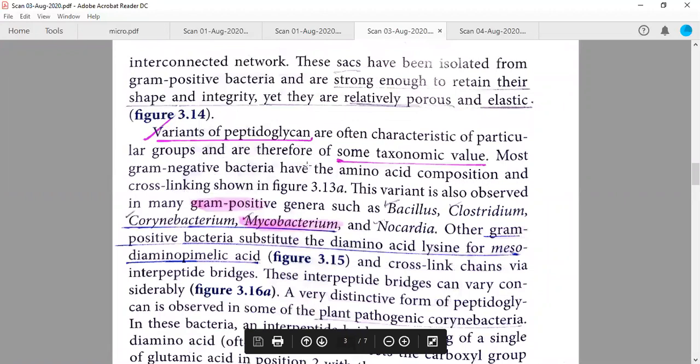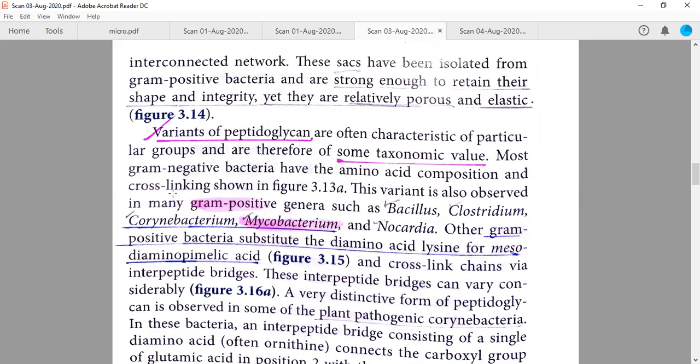There are variants of peptidoglycan that are often characteristic for a particular group, and therefore they have some taxonomic value. So they can be used to classify microorganisms or bacteria depending upon these differences. Most gram-negative bacteria have the amino acid composition and cross-linking shown in figure 3.13a, where diaminopimelic acid makes a cross-link with the penultimate, or the second last, alanine.